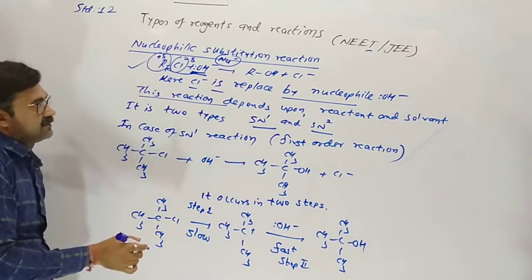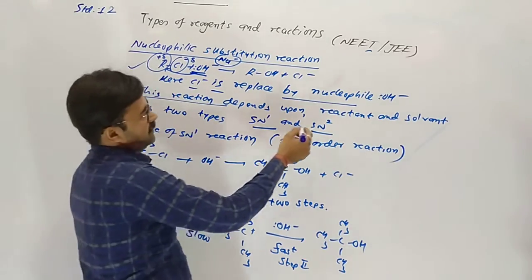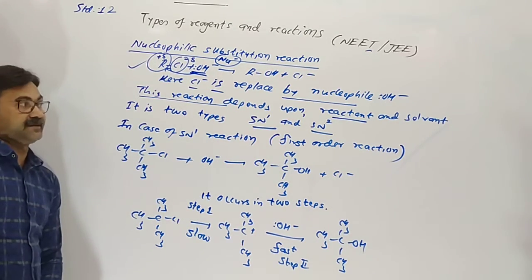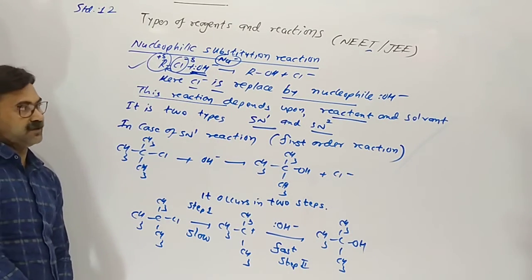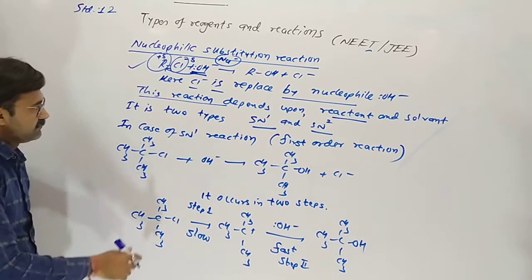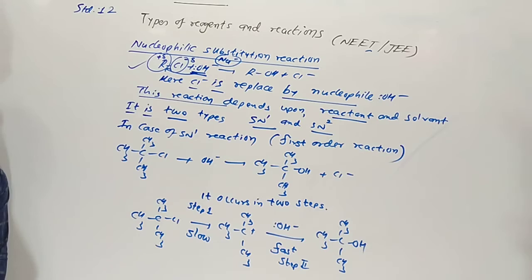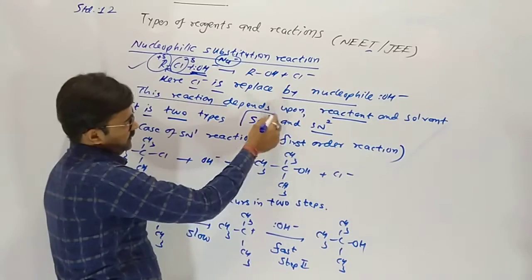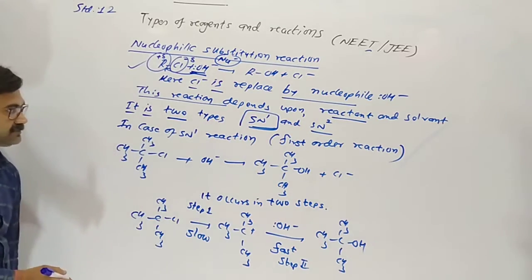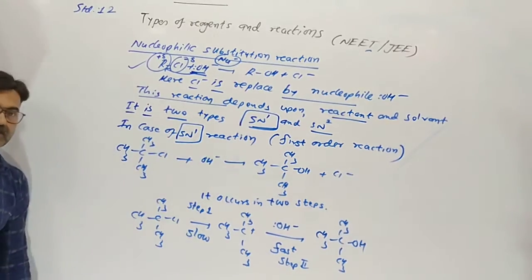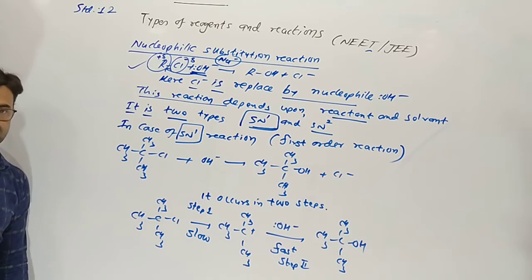This substitution reaction depends upon the reactant, which type of reactant is taken, and which type of solvent is taken. On the basis of it, haloalkanes give two types of reactions, SN1 and SN2. In case of SN1 reaction, it means first order reaction.